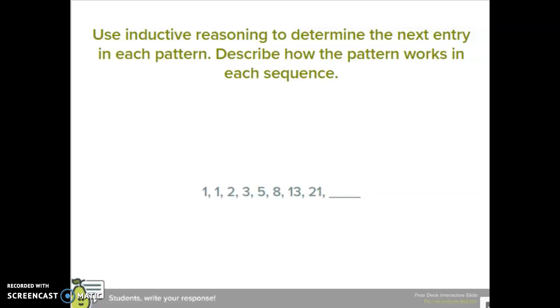Next one, okay, pause the video, see if you can find the next term. Okay, so I notice here that 1 plus 1, we get 2. 1 plus 2, we get 3. 2 plus 3, we get 5. So I notice the two previous ones we are adding together to get the next one. So this one would be 34.